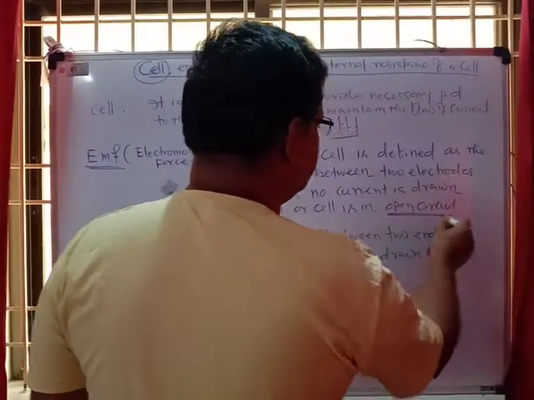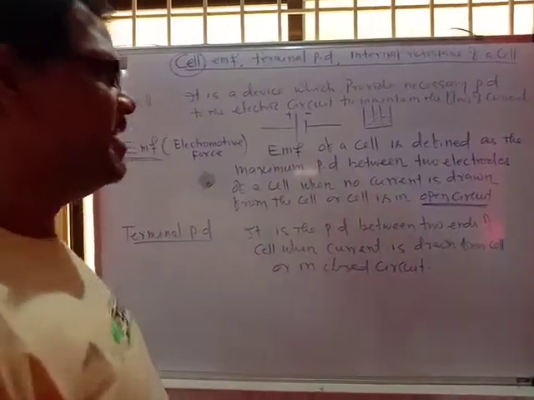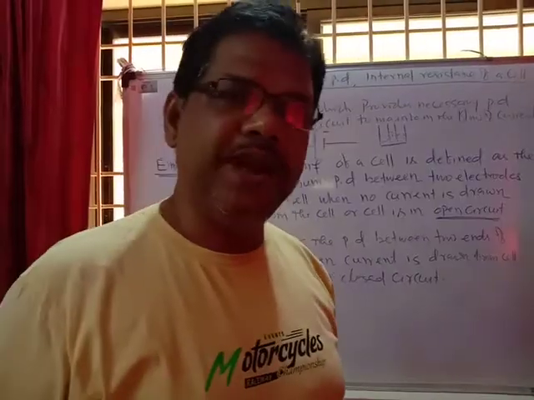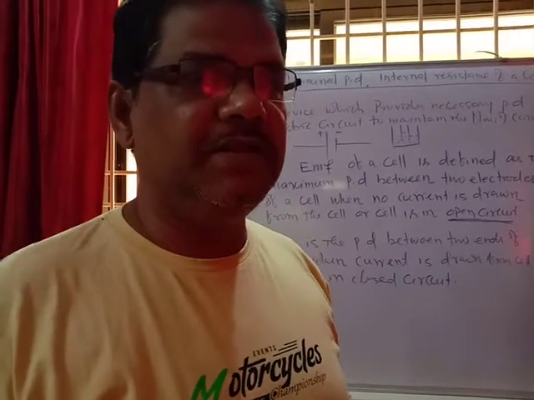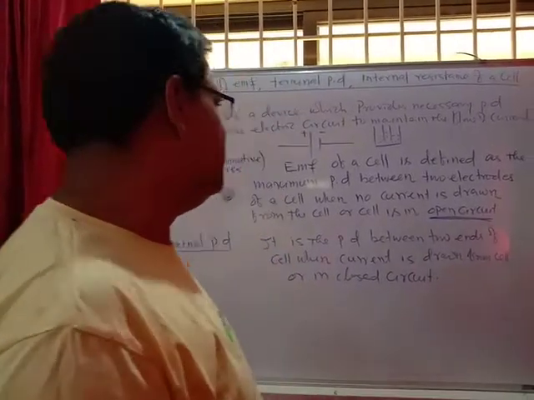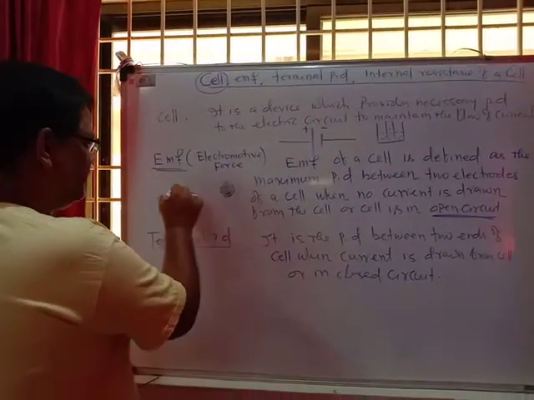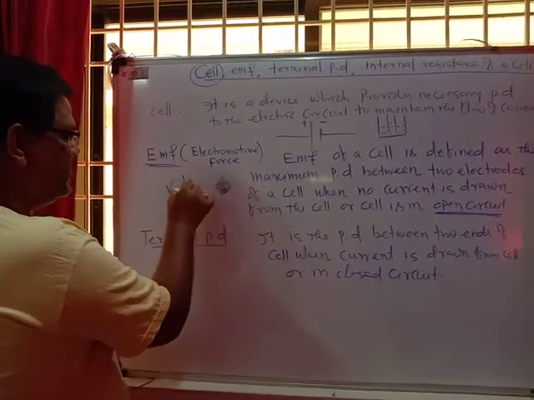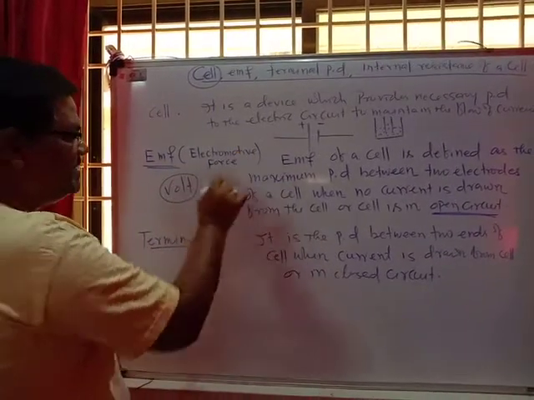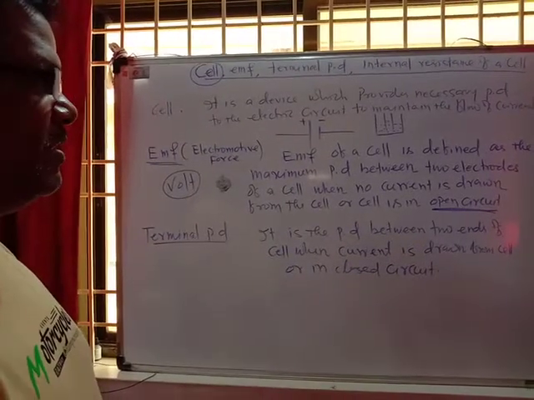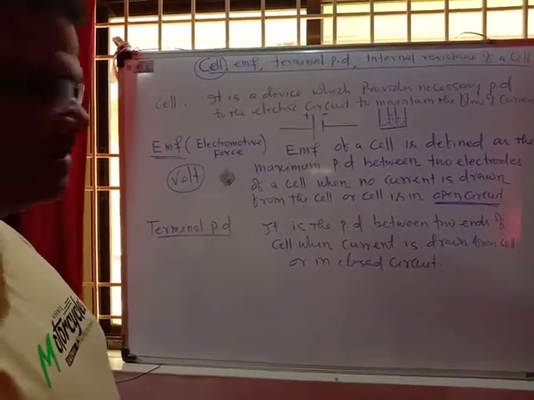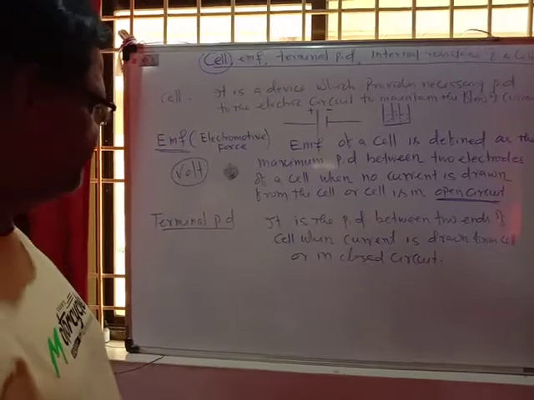When the circuit is open, at the same time the maximum PD between the two electrodes of the cell is called the EMF, and the unit of EMF is volt. The unit of EMF is volt actually; the full form is electromotive force, but it is the volt. It is the maximum PD between the two electrodes of the cell when no current is drawn from it.